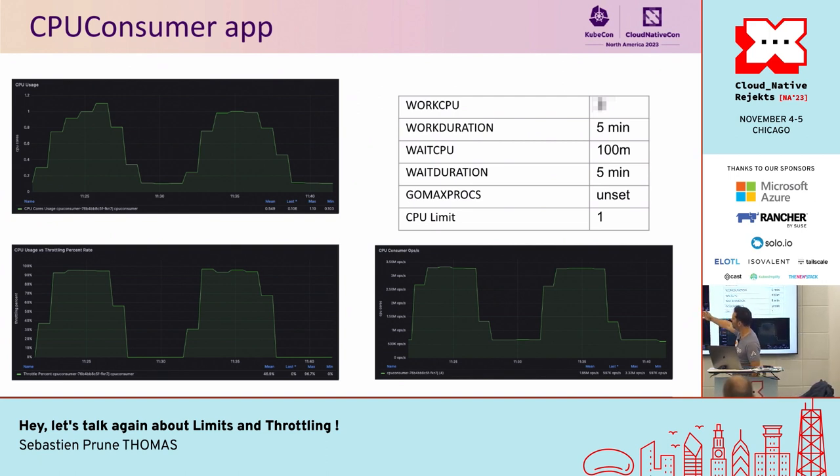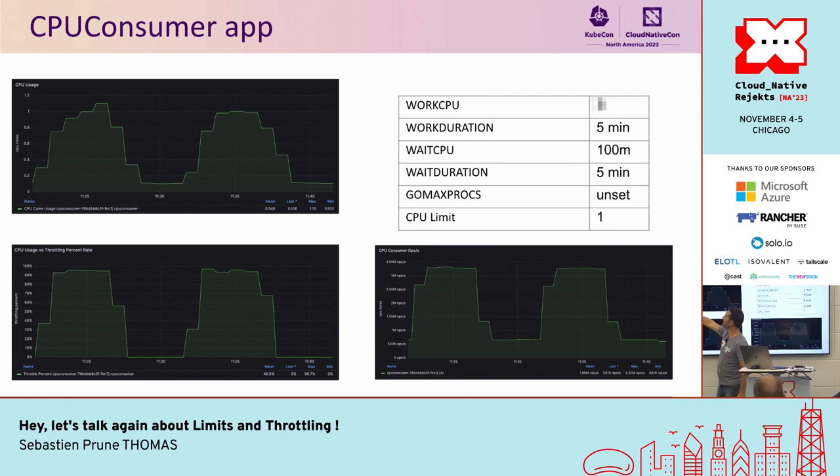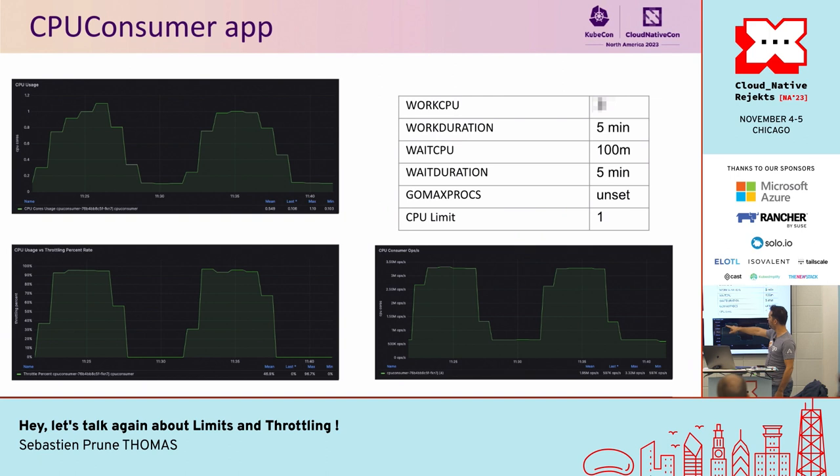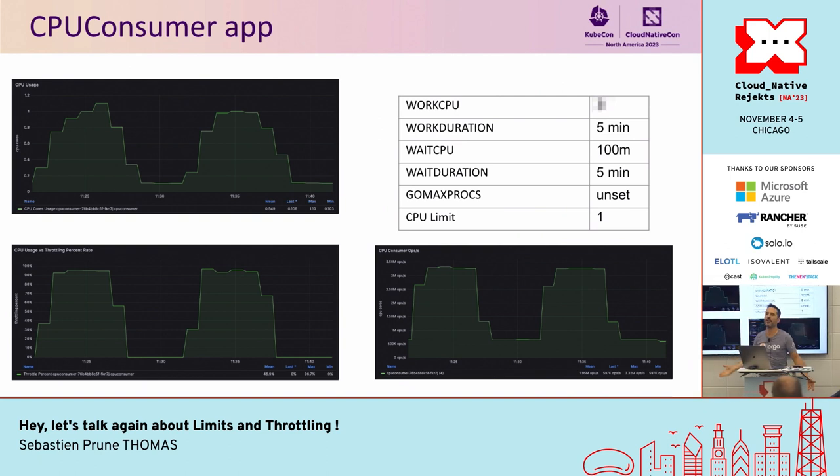So the CPU we saw before, the throttling percentage, that means when the application is working and using one CPU, I have almost 100% throttling here. And my application is actually performing 3 million operations per second, maybe 3.2, something like that. This application was deployed, so it's working for 5 minutes with a certain amount of CPU, and then it's waiting and using 100 milli CPU, okay? And the CPU limit is 1, because my application is using 1 at max, so why not set the limit to 1? I'm not going above the limit, but still I have throttling happening.